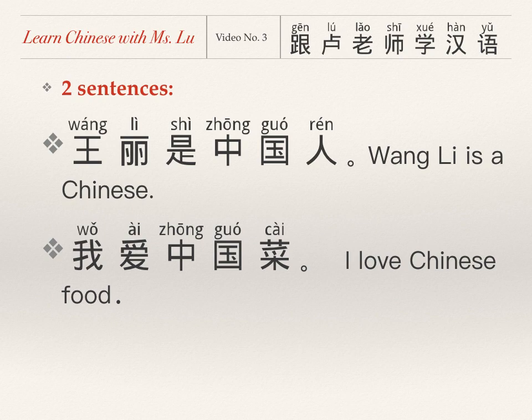Now, let's read these two sentences. First, 王丽是中国人. 王丽是中国人. Second sentence, 我爱中国菜. 我爱中国菜.